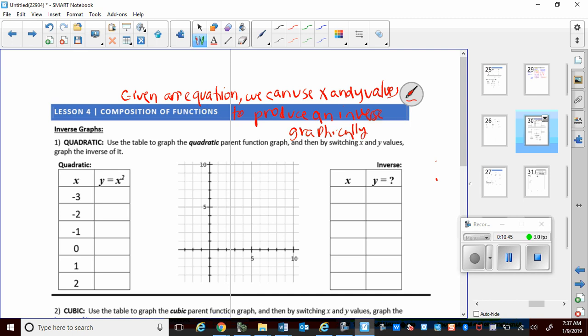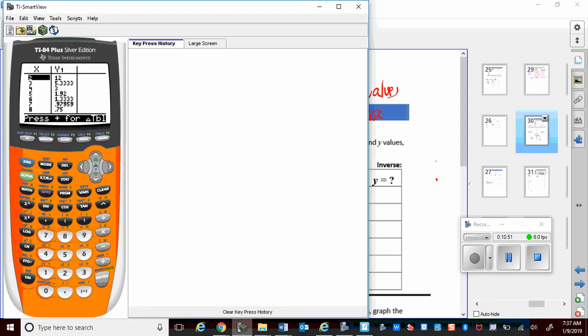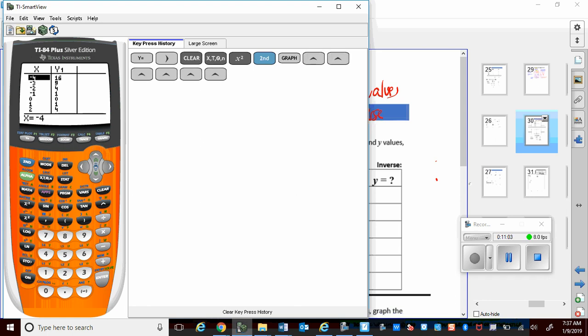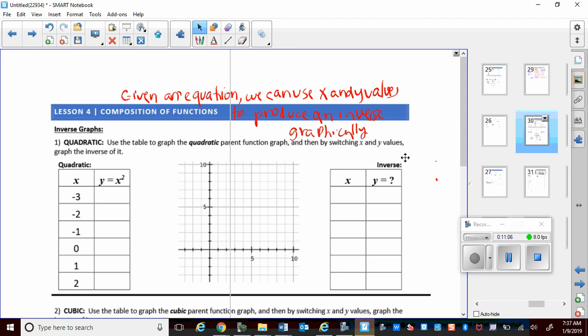So what we're going to do, we're going to use this function, y equals x squared, and we're going to go to our graphing calculator, press y equals, type in x squared, and go to second graph for our table. And what we'll find is if we use our table, there's our values. So we have 9, 4, 1, 0, 1, 4, right?